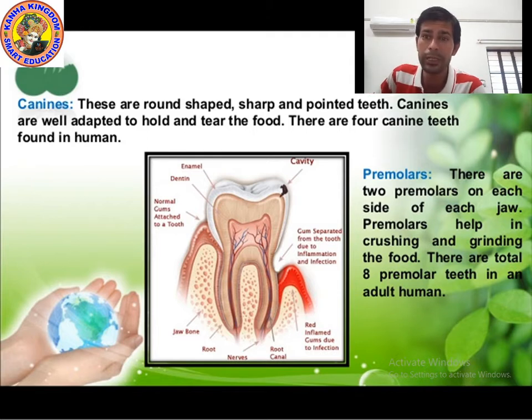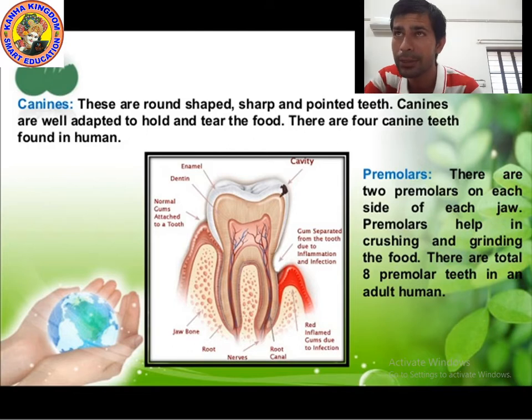So there are a total of 8 premolar. Remember, there are total 8 premolar. How many canine? Only 4. How many premolar? 8. Means 4 in upper jaw, 4 in lower jaw. So remember these data.